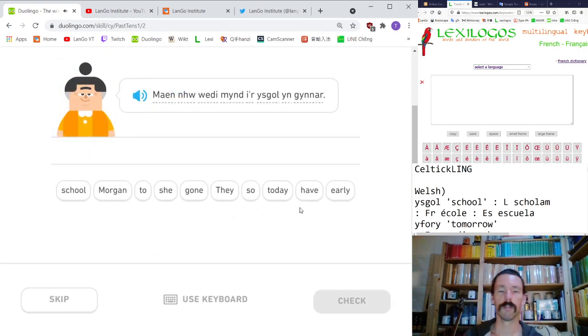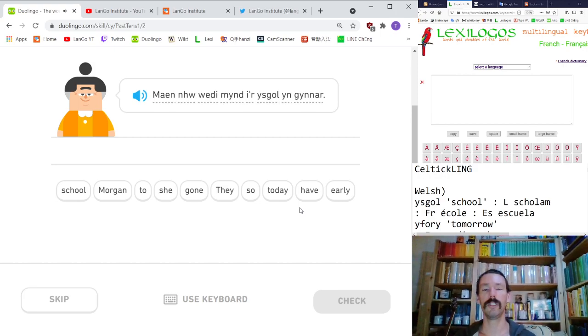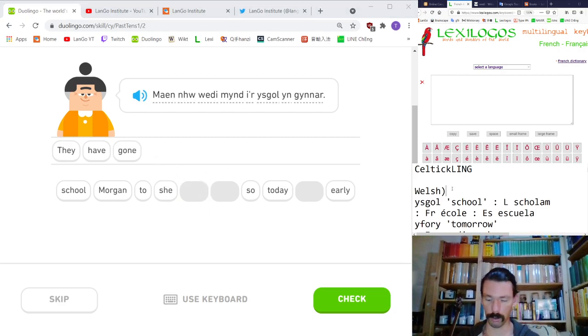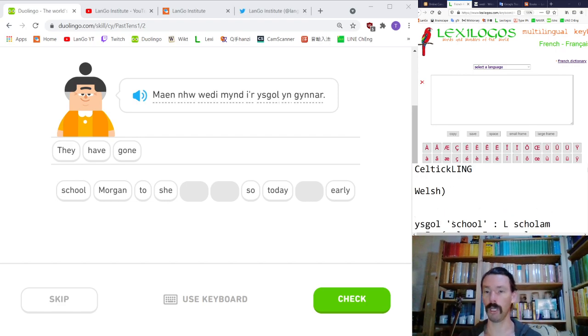Maen nhw wedi mynd i'r ysgol yn gynnar. They have gone out with mine. What's up there? Let's collect some of these. Since we're puzzled by it, the best thing we can do is collect examples and sort through them. When we get mae and when the d and so on. When is it the m? When is it the d verb? It's so cool that a European language has this sequence of letters as a word.